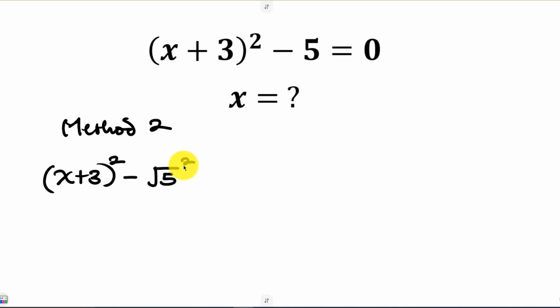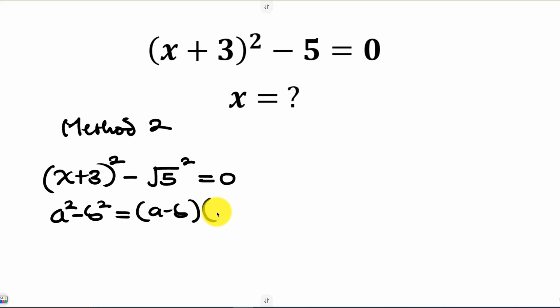Remember, square root and raised to power 2, or square root and square, are inverses. So in the end, we are left with 5. So we now achieve what is called a difference of two squares. Now let's equate that to 0. Very good. Now, the difference of two squares has this identity. For example, when I have a² − b², this can be written as (a − b) times (a + b).